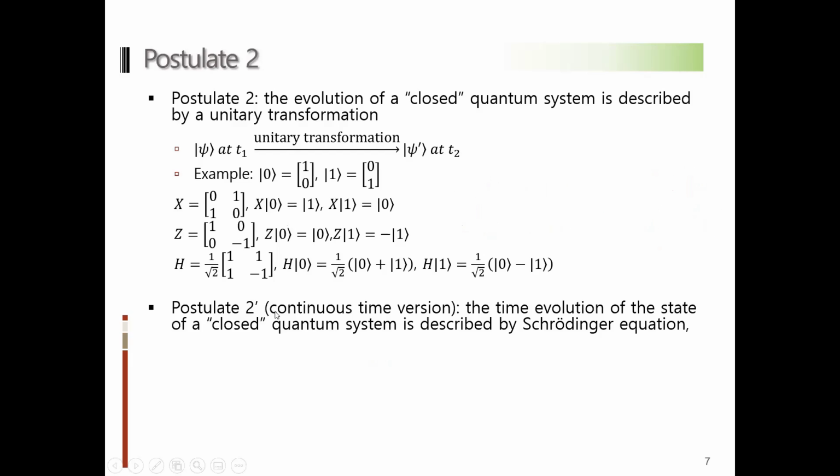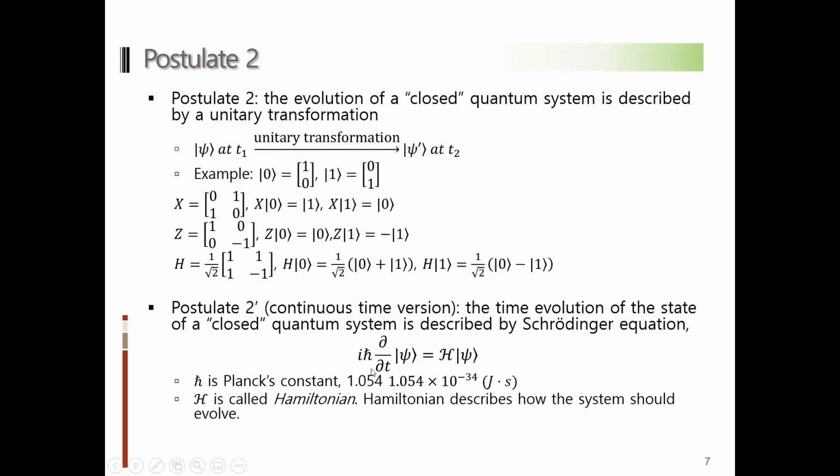And another version of the second postulate was the continuous version. For that case, what it says is that the evolution of the quantum state, or the vector in the Hilbert space, is described by something called the Schrödinger equation. And the Schrödinger equation looks like this.